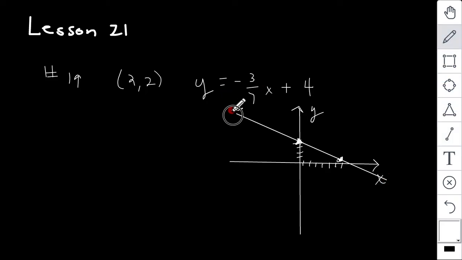That is not the line we want. What we want is we want the line through the point 2, 2.